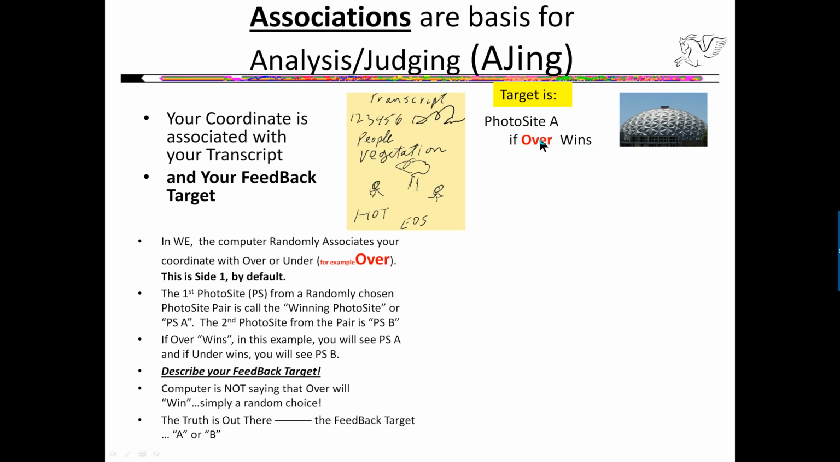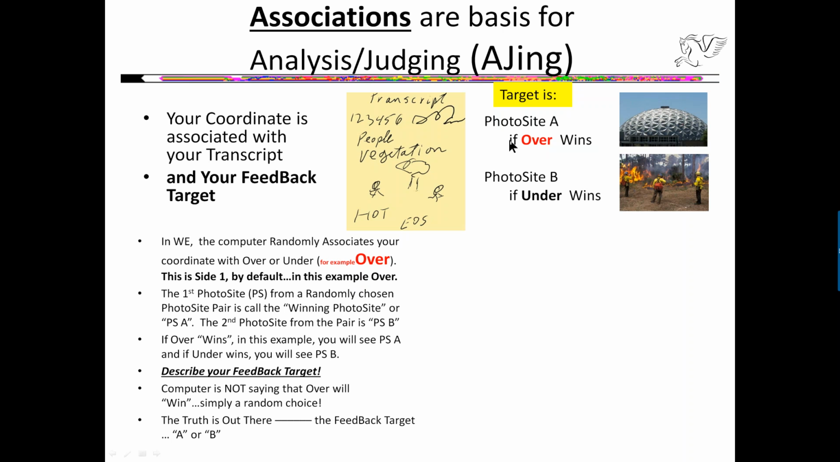But if it turns out over wins, and this is kind of critical, if for whatever reason over wins, this is what you will see, period. You always see the truth. But oh, look in this pairing, photo site B is what you will see if under wins, because in this example, your coordinate is associated with over. Okay? And so if over wins, you get to see this one. If under wins, you get to see this one.